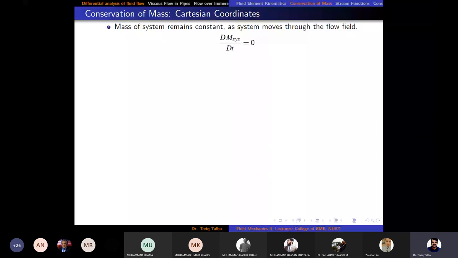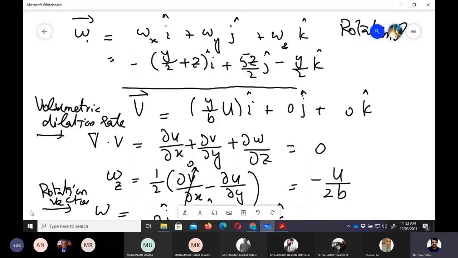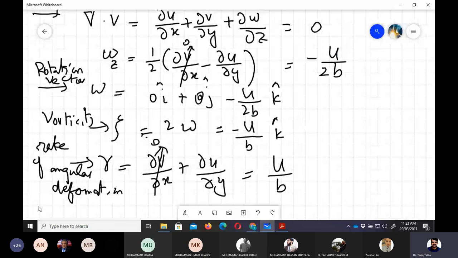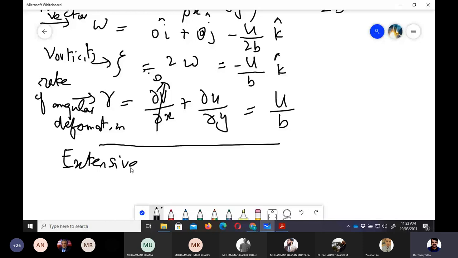If you remember, you have learned the concept of extensive property and intensive property. Is that right? What is extensive property? Extensive property depends on mass. So if I write mass, that is one example, represented with the symbol capital M. That is an example of extensive property.